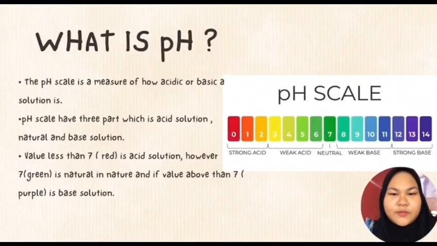In this chapter, we should know about the pH. The pH scale is a measure of how acidic and basic a solution is. pH scale have 3 parts, which is acid solution, neutral and base solution. Value less than 7, which is red, is acid solution. However, 7 is green, neutral. And if a value above 7 is a base solution. Here have a picture beside that.